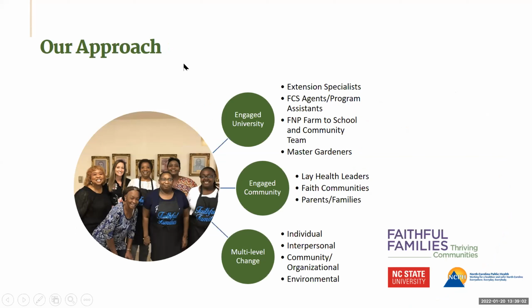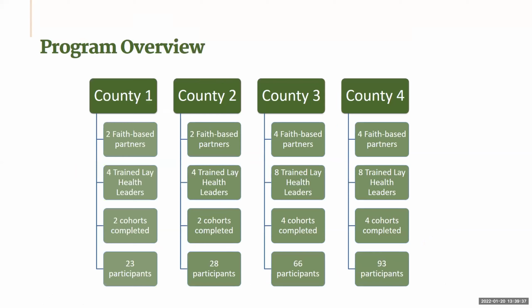So we used a multi-level approach, as I mentioned, and a community-engaged approach. We engaged extension specialists, our FCS agents and program assistants, our Family Nutrition Program, and master gardeners. We also engaged the community. We trained lay health leaders. We partnered with faith communities and engaged parents and families. And then we focused on changing things at the individual, interpersonal, community, organizational, and environmental level. And I'll share more about that in a couple of slides.